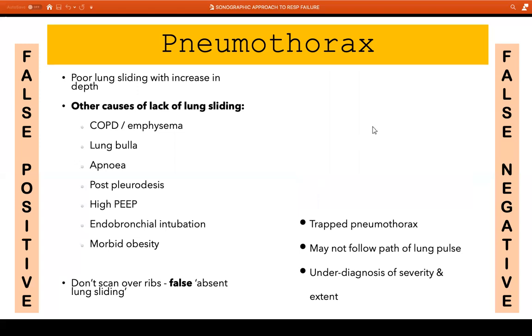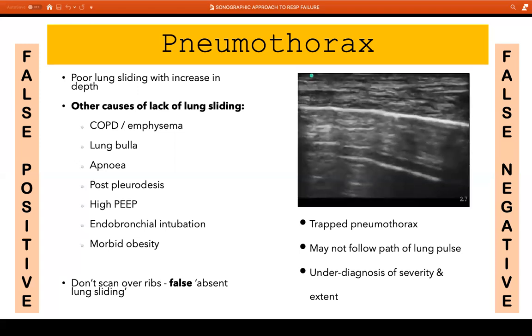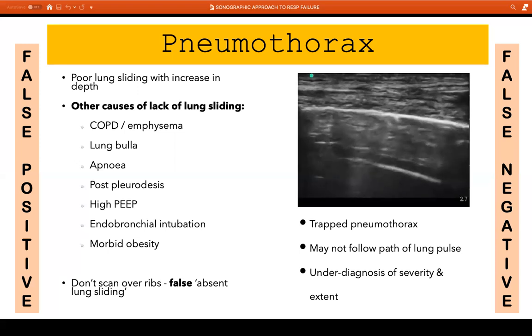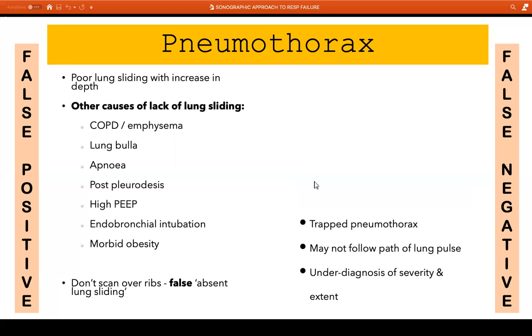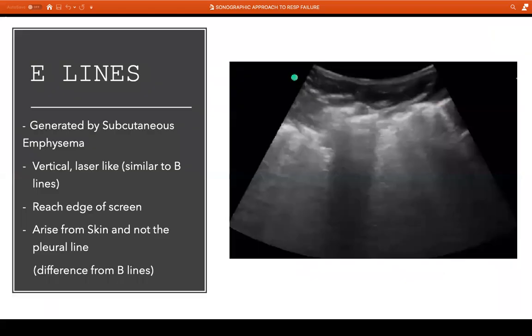On the other hand, there can be reasons where we get a false negative finding, like maybe a trapped pneumothorax, which may be missed by a rapid ultrasound scan, or somehow not picked up by the probe. The ultrasound evaluation may not follow the path of the lung pulse or the way we evaluate the pneumothorax, and the severity and the extent of pneumothorax may be missed with ultrasound. And this has already been discussed.